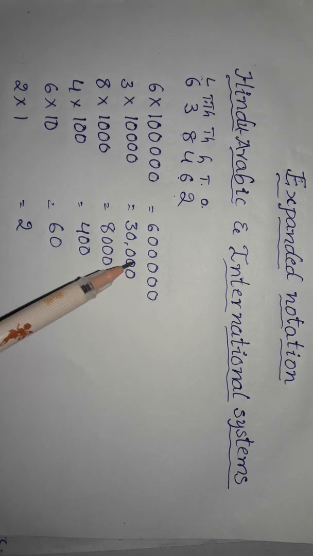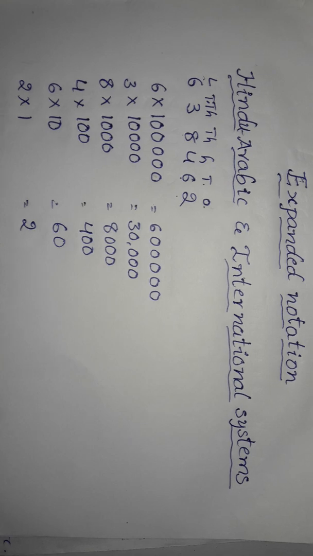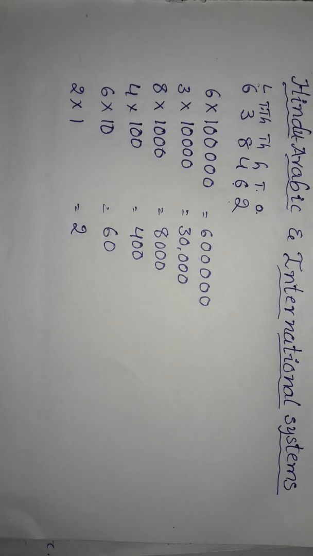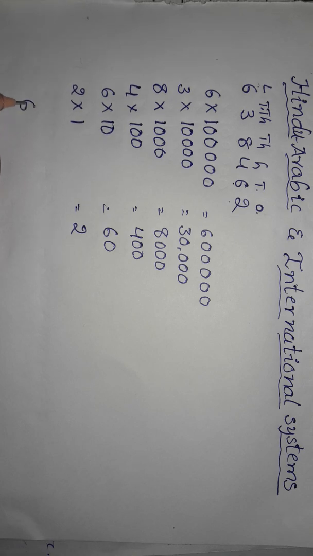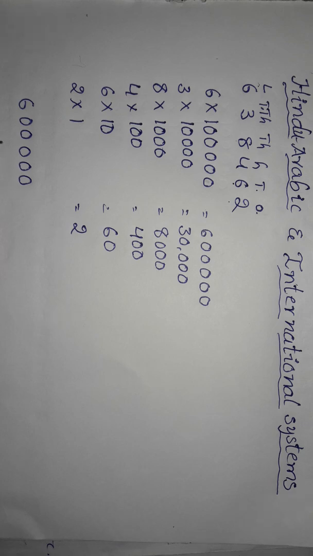See here, these digits are written according to their place values. Now I will write in expanded form in the Hindu-Arabic system. 6 in lakhs place, so 6 lakhs. We keep commas here. In the Hindu-Arabic system, we keep the first comma after 3 digits, and after that, after every 2 digits. Ones, tens, hundreds, thousands, 10,000s, lakhs.